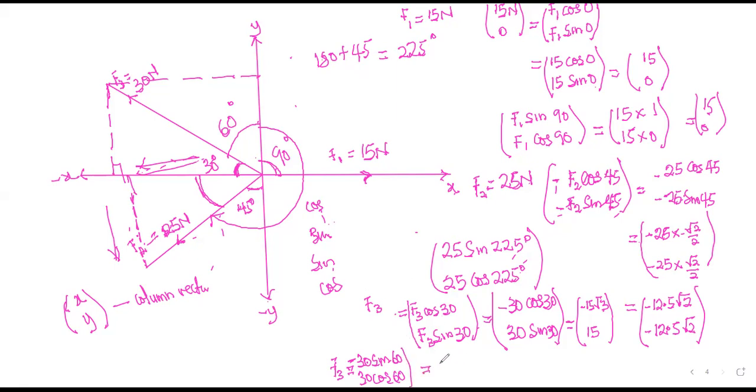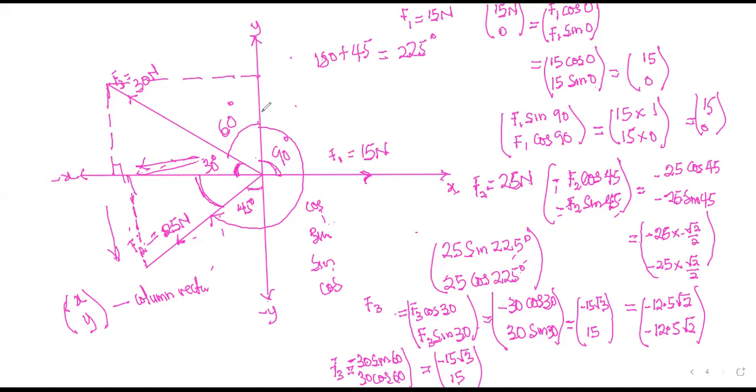Giving us sine 60 is root 3 on 2, so negative 15 root 3. Cos 60 is half, giving us 15. The same value as the angle it makes with the x-axis.